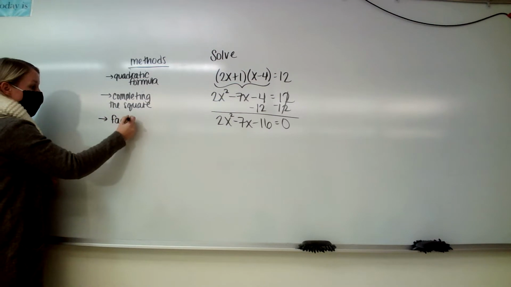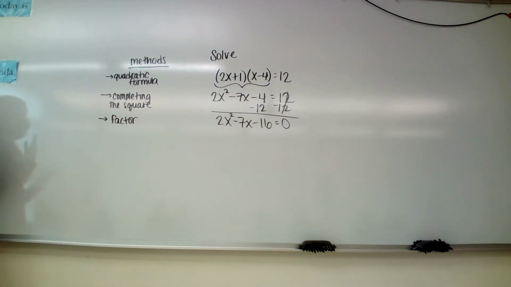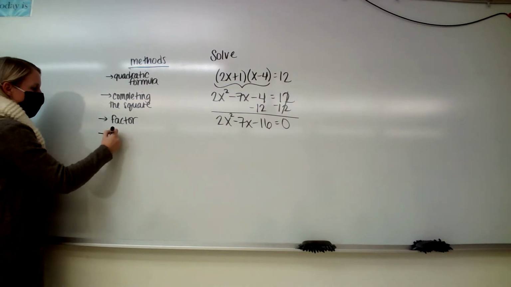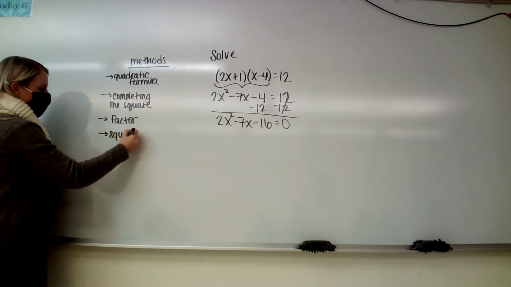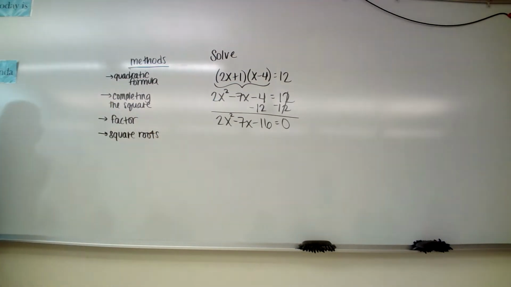Factoring is one way. I don't think that's factorable, so that's not going to help me. If you notice something is factorable, great. We'll see later using the discriminant how to actually tell if something's factorable. And then last but not least is square roots. Okay. So those are the 4 methods that we have in our pocket. If it just says solve, we can pick any of those.